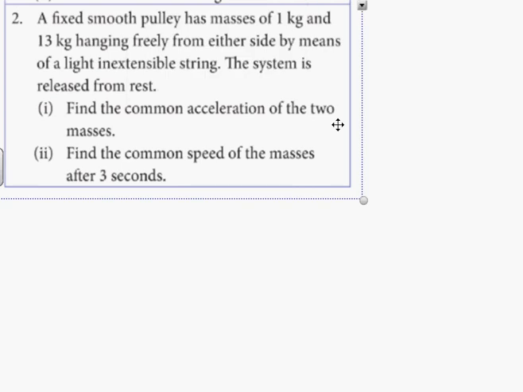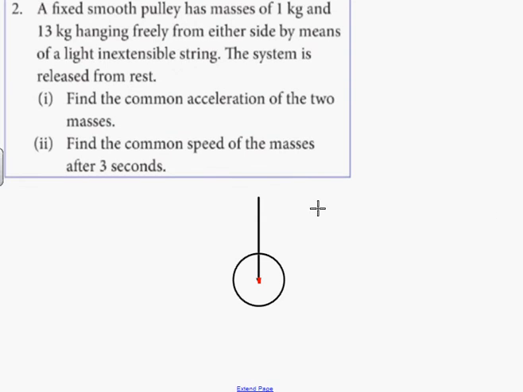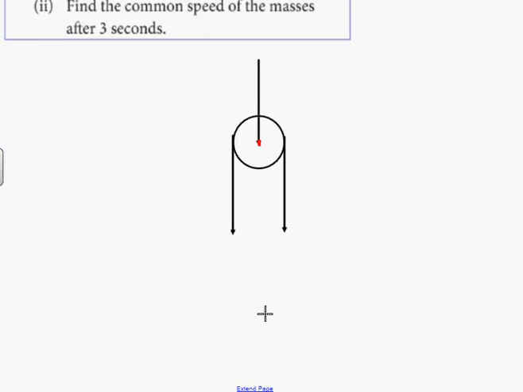What you're going to do is anytime you see the word smooth pulley, it means that friction does not affect your pulley. So you always draw a pulley as a circle, okay? Now, what you're going to have coming down from your circle is two lines that go through the circle, and you're going to attach these to two weights. The two weights are 1 kilogram and 13 kilograms.